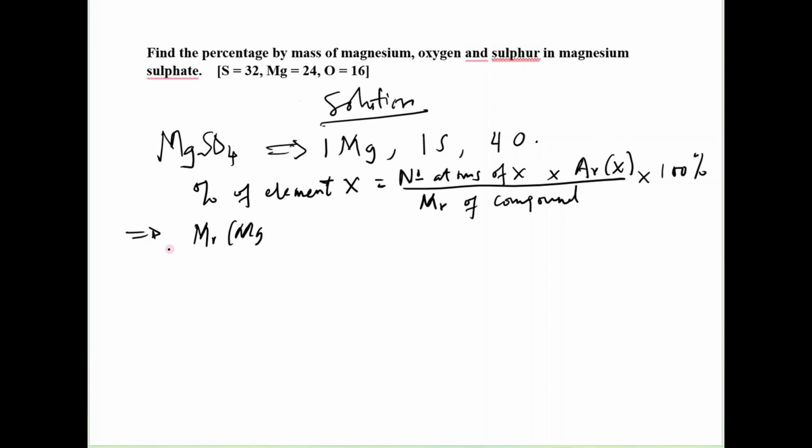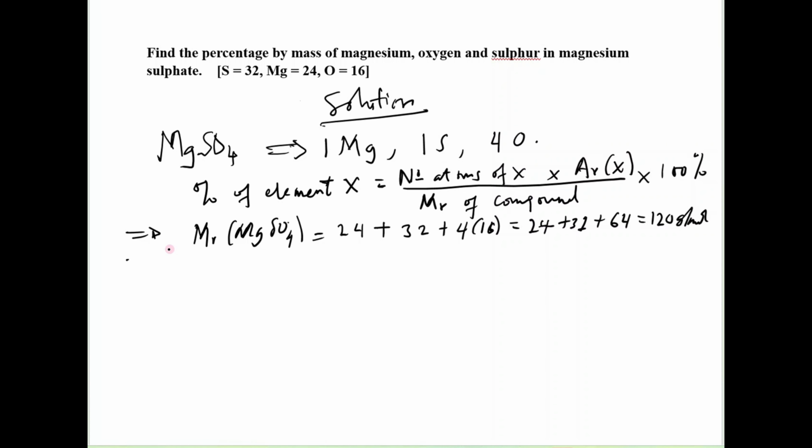Now, if that is the case, this implies that you will need the relative molecular mass of magnesium sulfate, which will be equal to 1 atom of magnesium multiplied by its relative atomic mass of 24, plus sulfur, which is 32, plus oxygen. We have 4 atoms of oxygen, so 4 multiplied by 16. Everything will be equal to 24 plus 32 plus 64, and that equals 120 grams per mole.